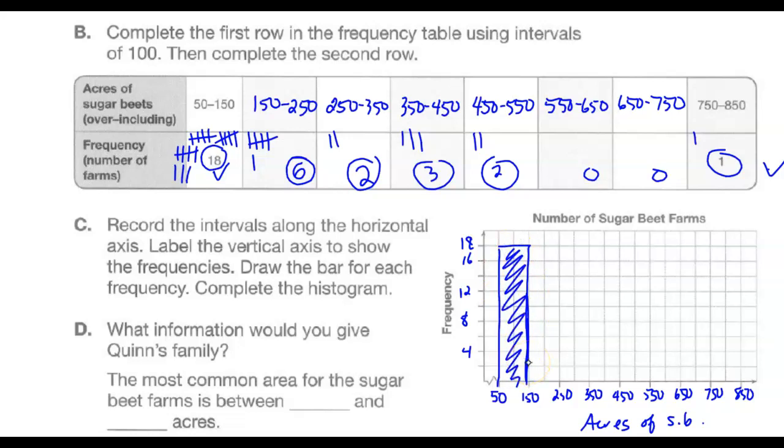And then the next one is only 6. It goes to there. And then only 2. Oops. And then only 3. And then back to 2. And then 0, so you don't do anything, or you could just put a line. And then 1.